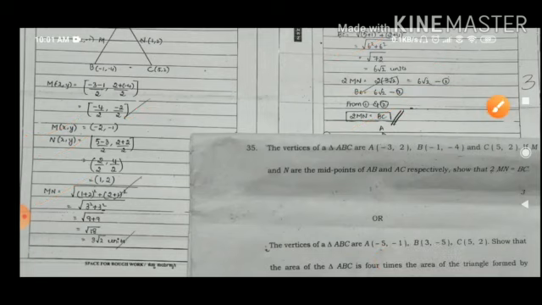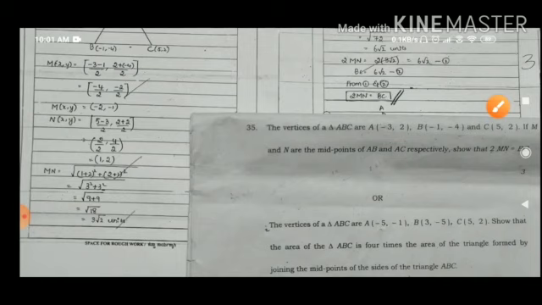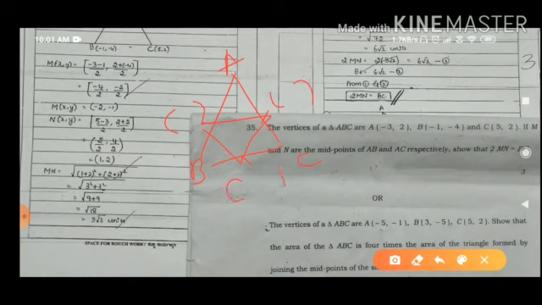Or either you can choose the second question: the vertices of ABC, show that the area of triangle ABC is 4 times the area of the triangle formed by joining the midpoints. Again the question is like this. You have to write triangle A, B, C, take the 3 midpoints, and join them, finding the midpoints using the midpoint formula again. Find the area of this triangle and the area of the bigger triangle and show that it is 4 times. The area of the bigger triangle is equal to 4 times the area of the smaller triangle. This is how the proof of the OR question goes.